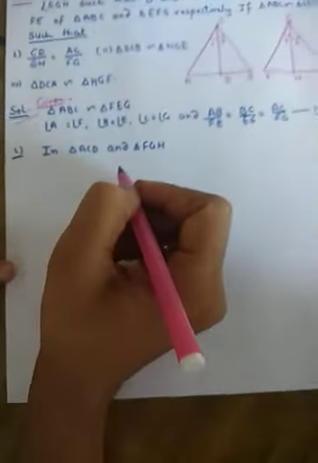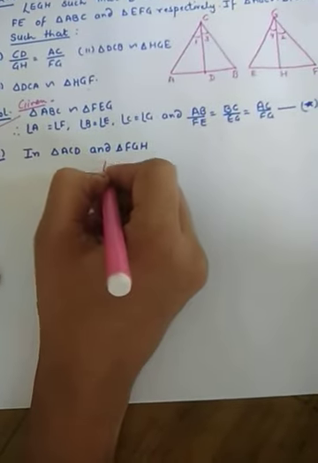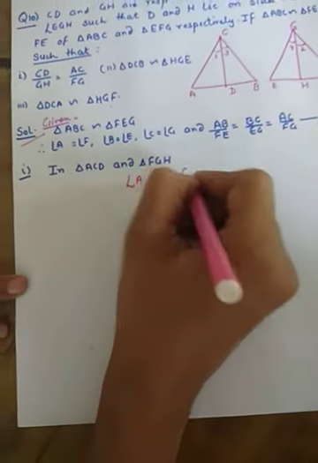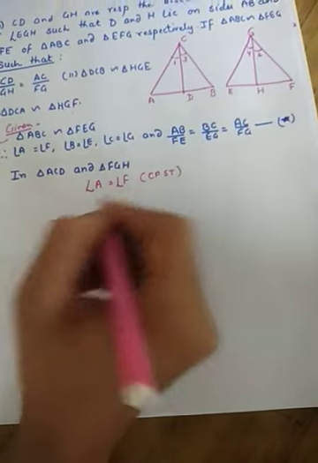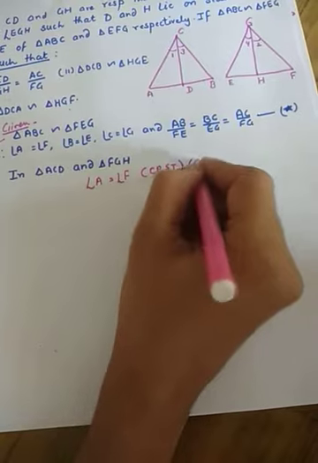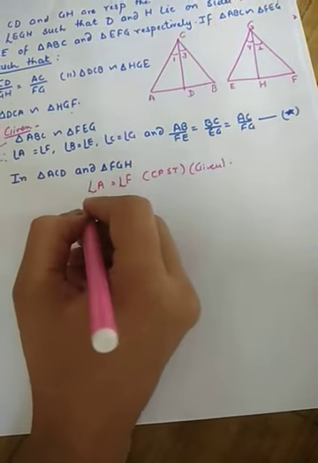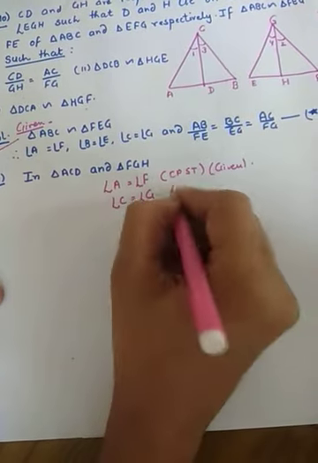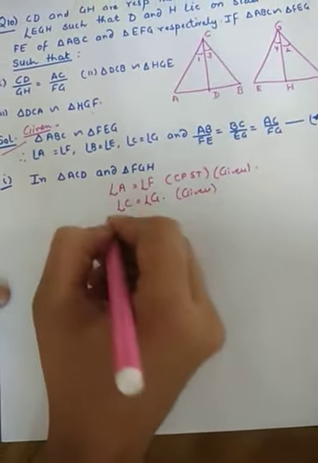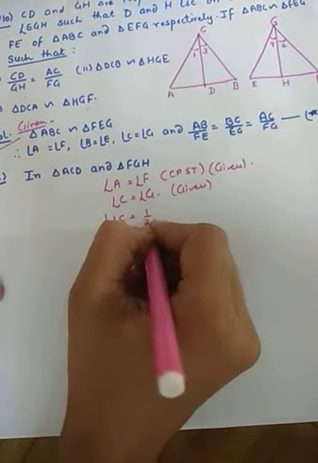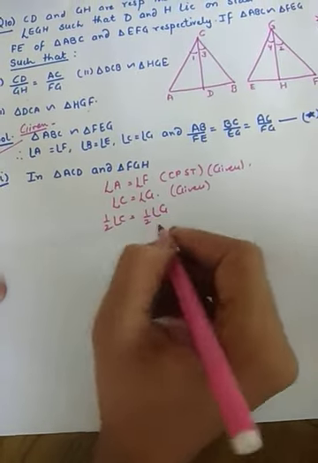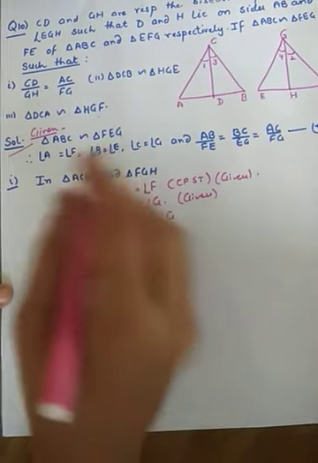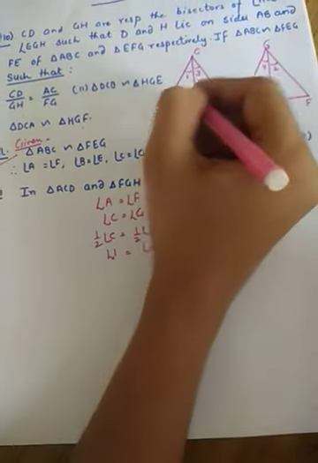So let's start with the first part, triangle ACD and triangle FGH. Angle A and angle F are both corresponding parts of similar triangles, so they are equal. Then we have angle C and angle G equal. This is also given. But what we will do? We will make half of both. If C and G are equal, then halves will also be equal. We will take angle 1 from this side and angle 2 from that side, because we are going to prove these two triangles similar.